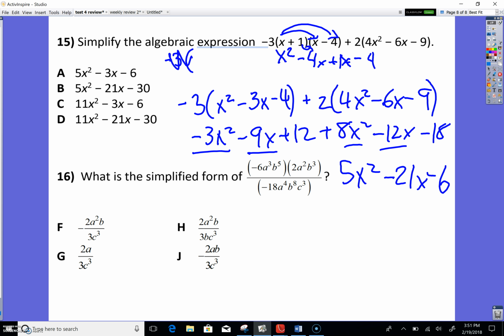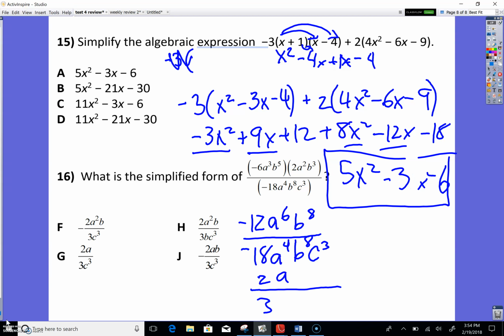Looked like Mr. Lee messed up again, didn't he? Yes, he did. This should be the answer. Really quickly, I messed up right here when it's negative. Negative should have been a positive, which makes that 3. So this should be negative 3. And our answer is this one right here, okay? Last one, simplified is right here.